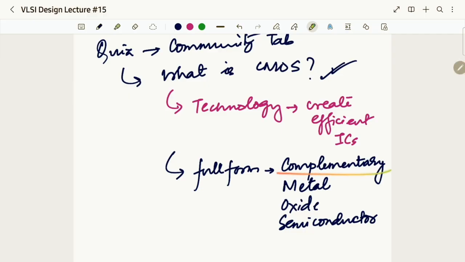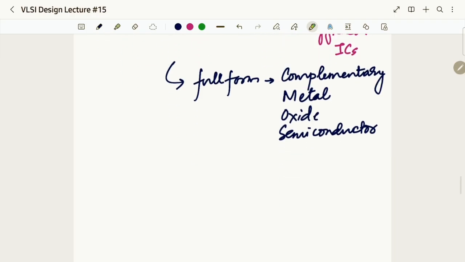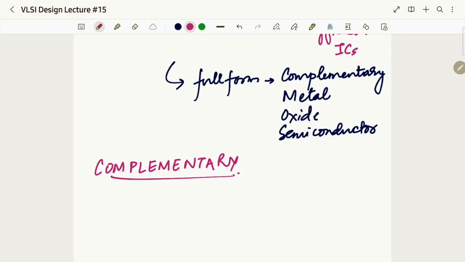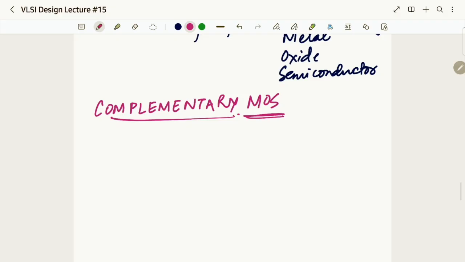Now let us focus on the term complementary. The spelling is COMPLEMENTARY. Complementary MOS. We have already covered MOS, so I am not going to get into it. I am only going to focus on this complementary part. Now what is this complementary and why am I telling you what is the spelling of it?